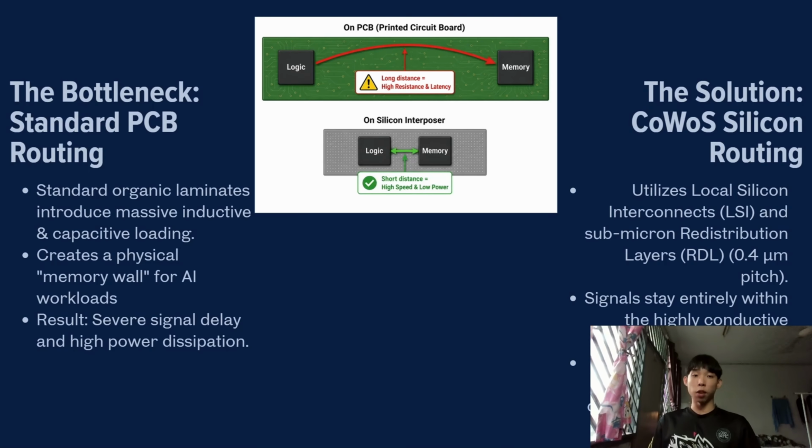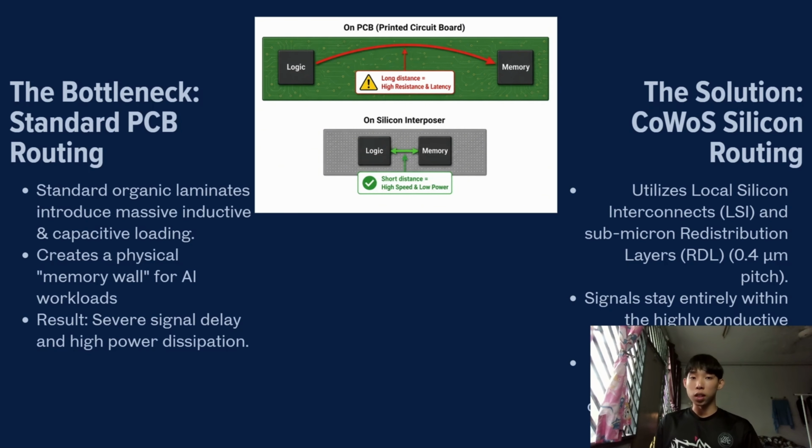And now I'll be discussing paper 4. Traditionally on the PCB, the path between the logic and the memory is so long that it introduces high capacitive and inductive loading, meaning that the signal will be delayed and it causes massive power dissipation, also creating a memory wall for AI workloads.